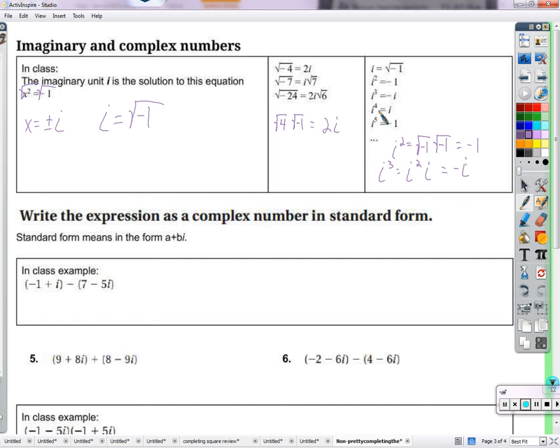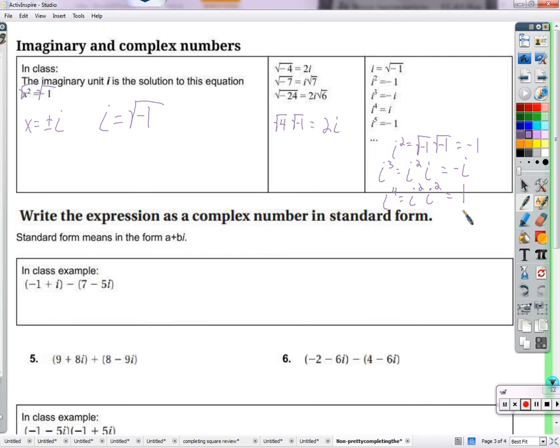If I want to think about i to the fourth, well, I could just take an i squared times an i squared. What's i squared? Negative 1. And then what's i squared? Negative 1. What's negative 1 times negative 1? 1. Is 1.